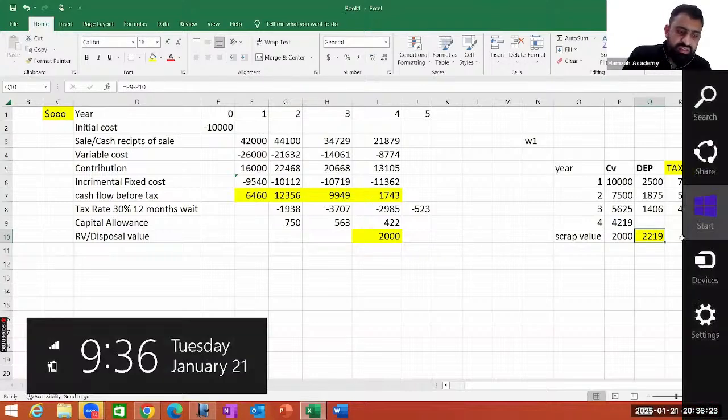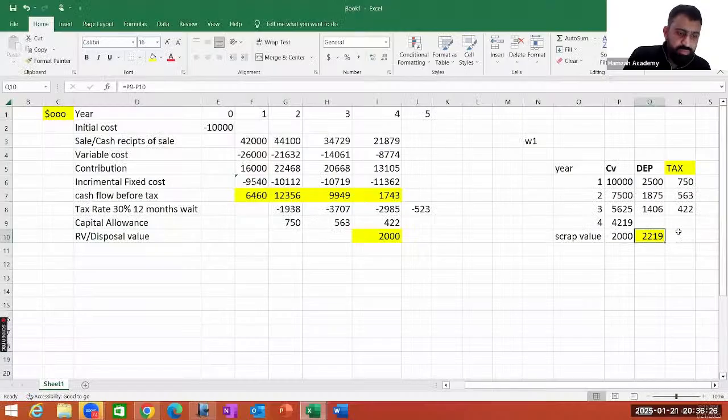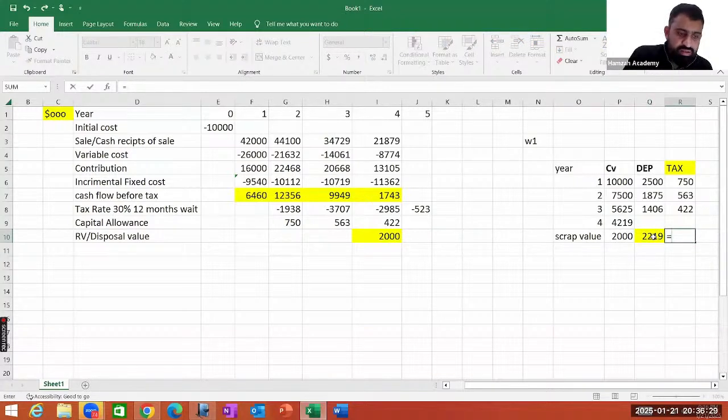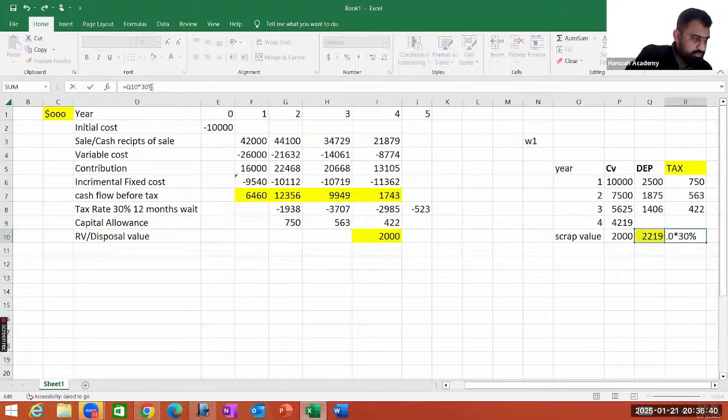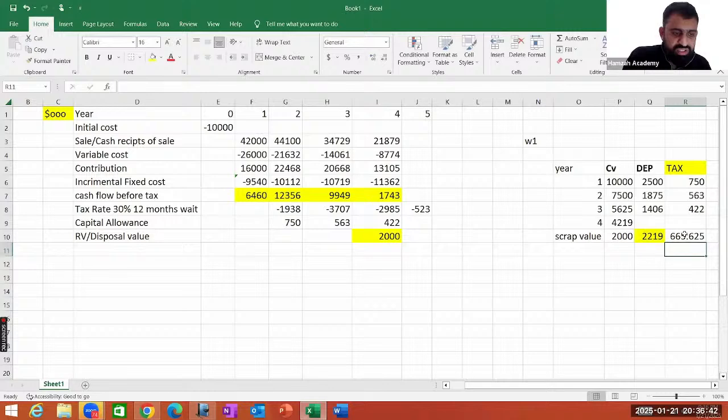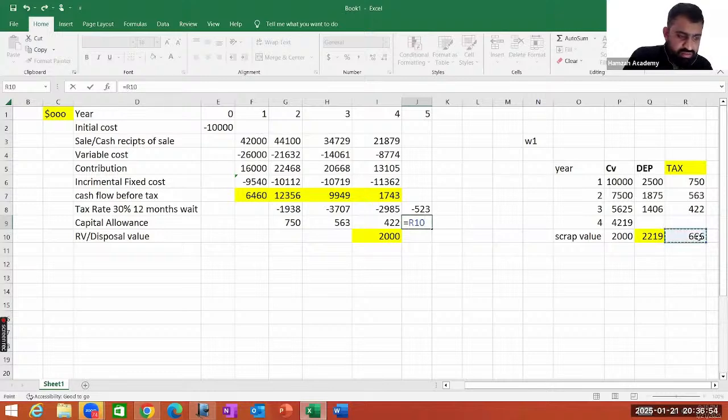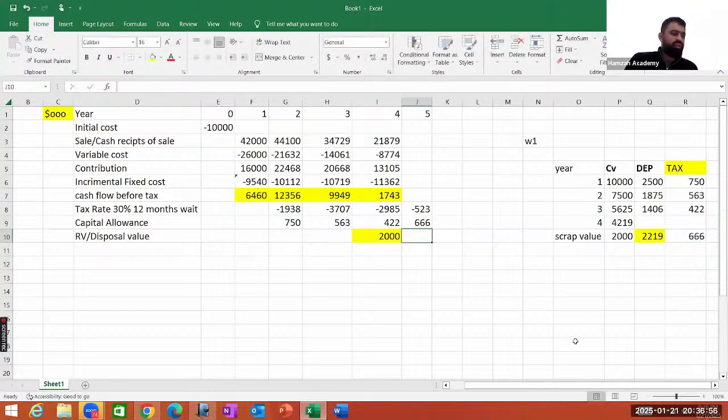Now in the last year, you will take the 30% tax relief on a loss on disposal, which is 666. That tax relief relates to year four, but it will be claimed in year five. So after the cash flow before tax, we will take the tax in the same year or with a 12 months delay.